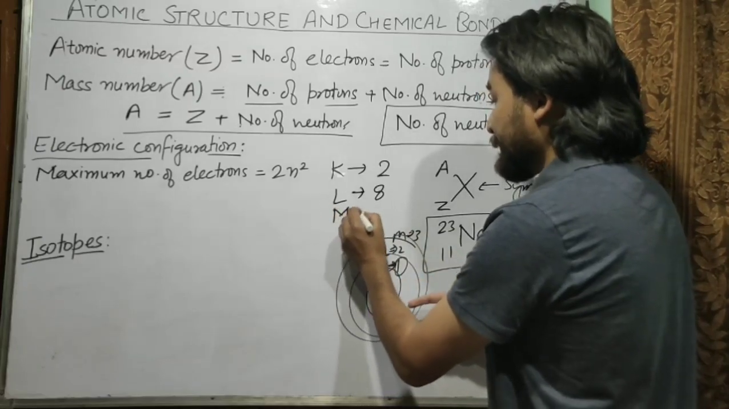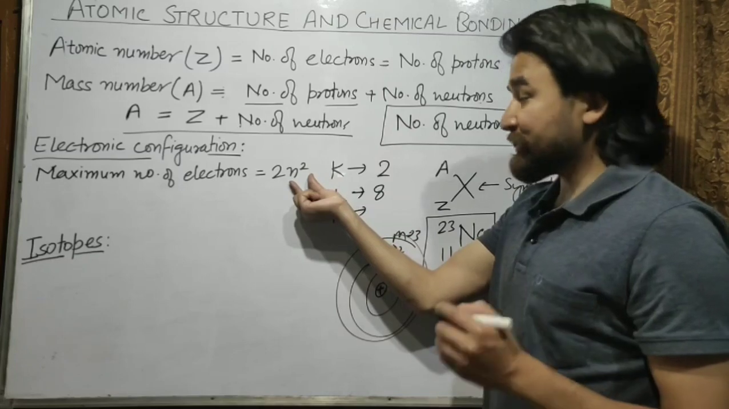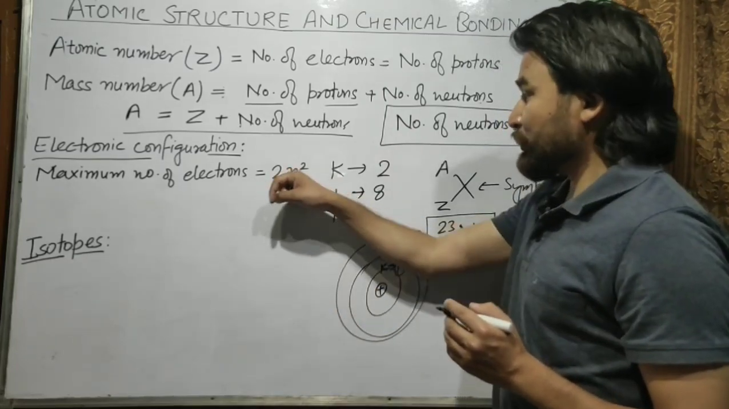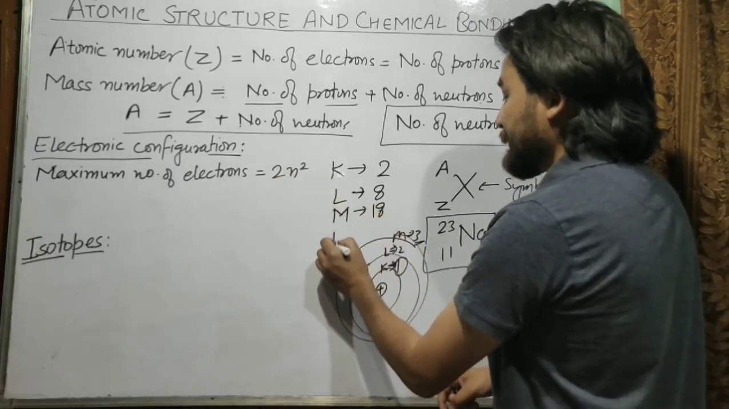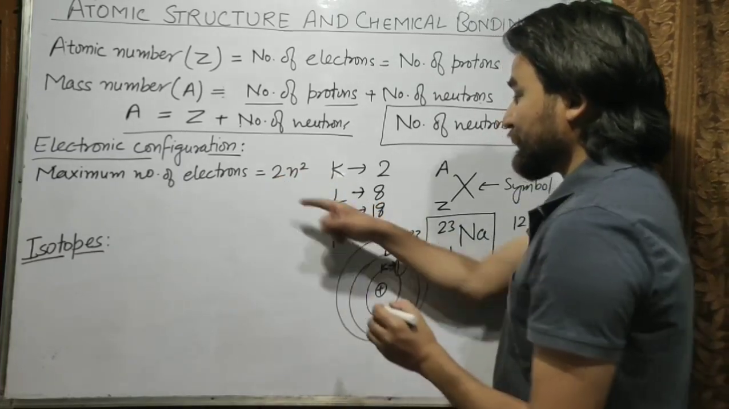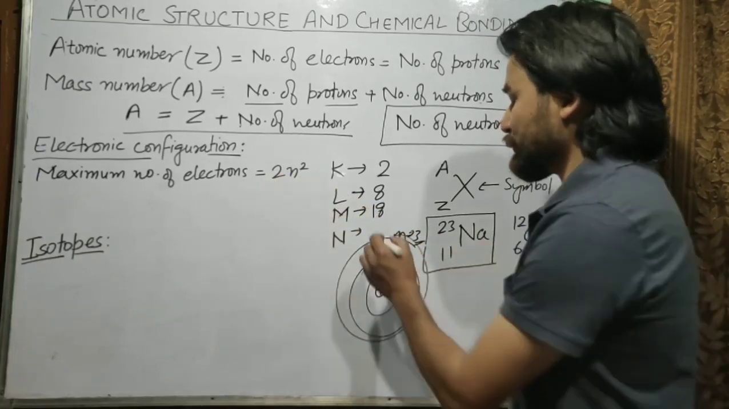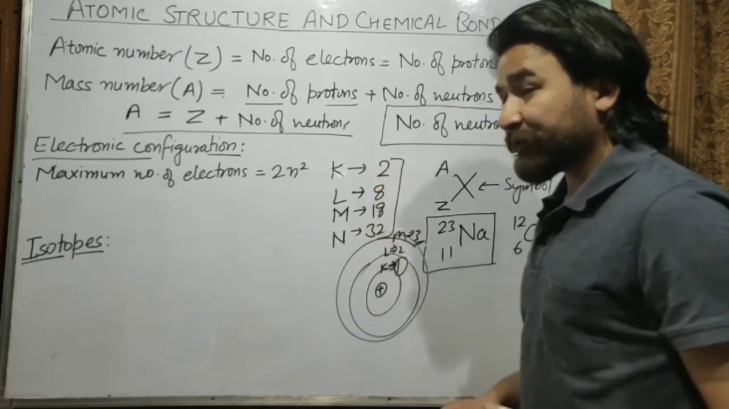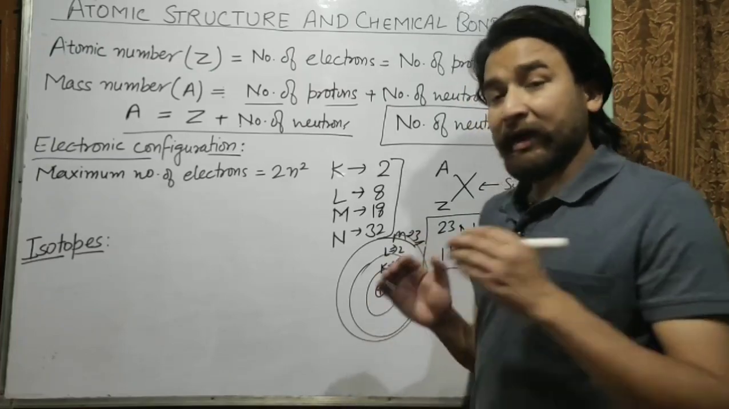Similarly in M, that is 2 into 3 squared. 3 squared is 9, because M is the third shell. So 2 into 9, that is 18. Similarly the next is N. For N, that will be 2 into 4 squared. 4 squared is 16, into 2, that is 32. So this is the maximum number of electrons which can be accommodated in any shell.